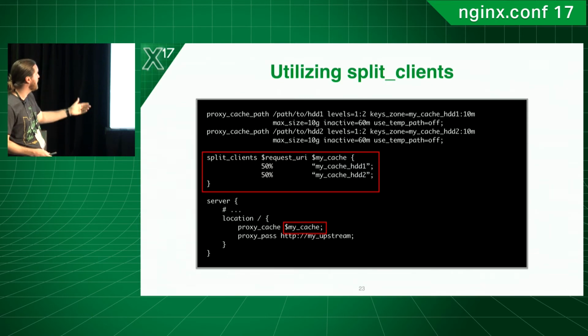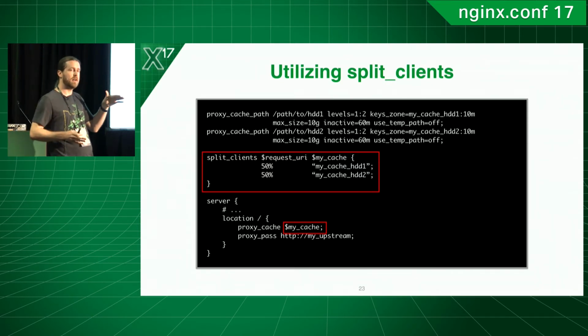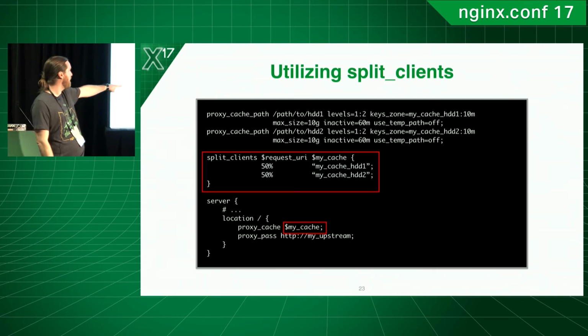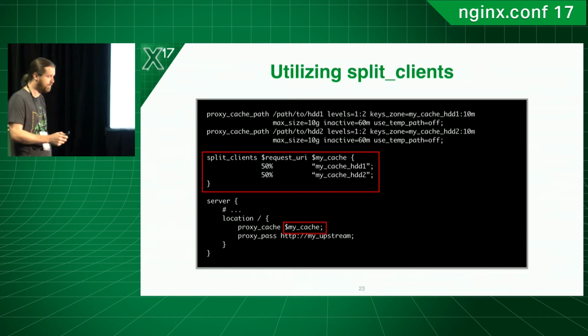Specifically here, we're saying, hey, there's 2 hard drives. I want to split the cache across those hard drives. So in this case, it's a consistent hash. A request URI is always going to go to one particular hard drive, and then another request URI might go to a completely different hard drive. And then we can use that variable that's dynamically created over here in the configuration. Make sense?